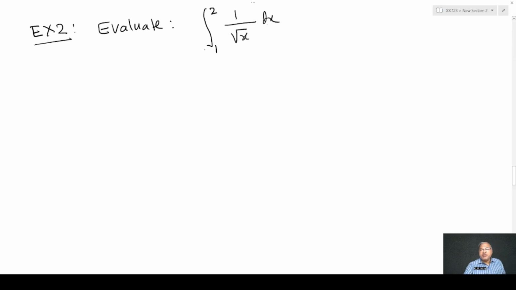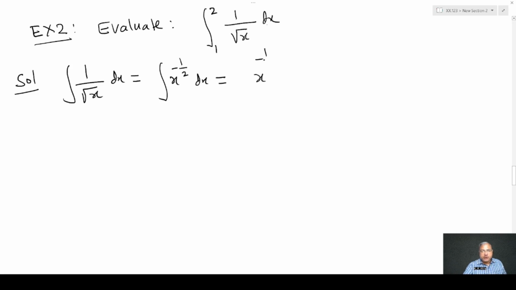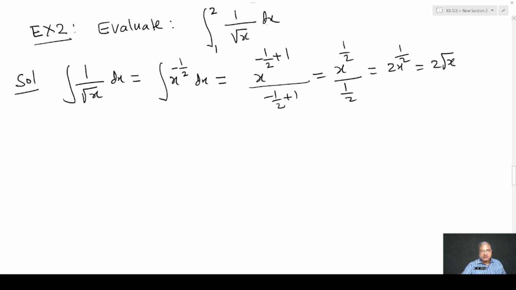Example 2. Evaluate integration of 1 upon root x with respect to x for limit 1 to 2. Solution. We have integration of 1 upon root x with respect to x equals to integration of x raised to minus 1 upon 2 with respect to x equals to x raised to minus 1 upon 2 plus 1 divided by minus 1 upon 2 plus 1, that is equals to x raised to 1 by 2 upon 1 by 2, that is 2 into x raised to 1 by 2 equals to 2 root x.